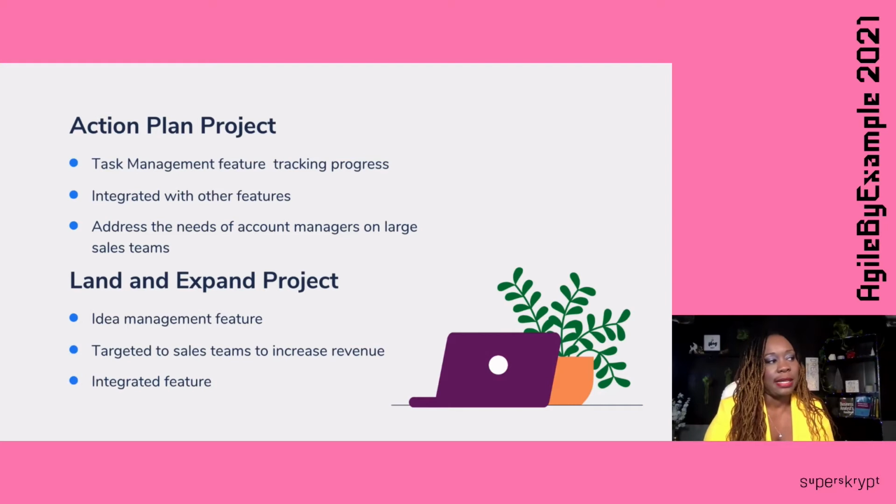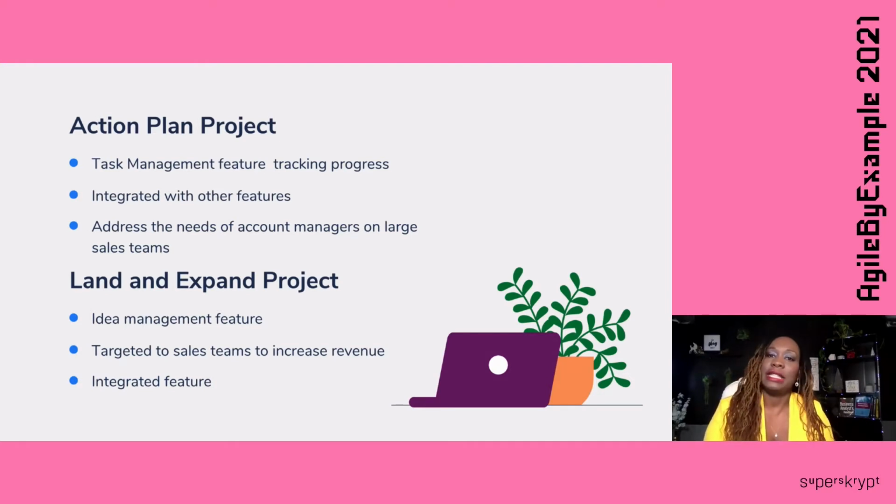The other project was Land and Expand. So land and expand is also kind of a sales organization term, right? You've already gotten the account, they became a customer, they've paid you money. How do you keep getting money out of them? How do you keep expanding? How do you keep upselling, cross-selling? What else can you do to get revenue out of that account? So how do you manage the ideas for growing revenue, right? That's what that project was about, targeting sales teams and how they increase the revenue.